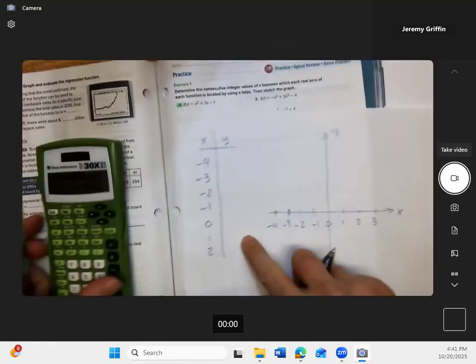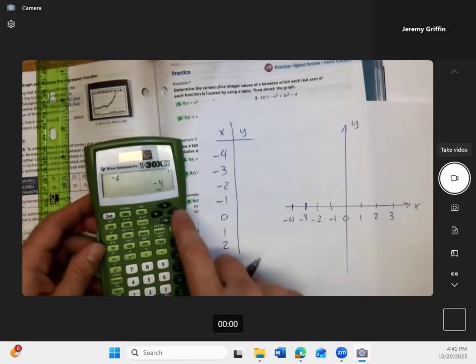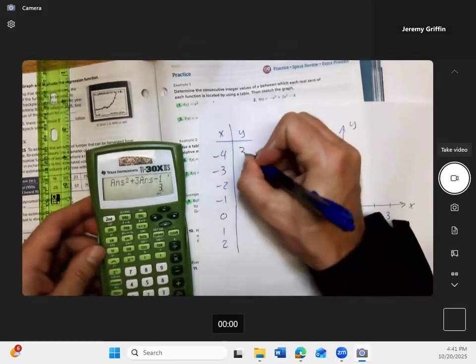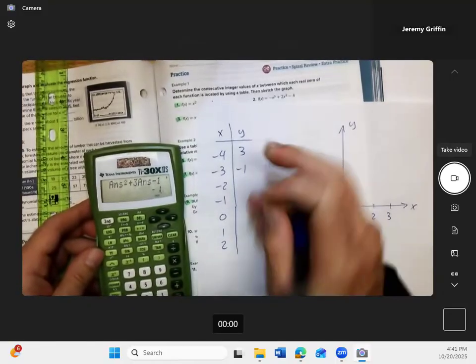Okay, let's plug each of these into this expression and figure out what the y values are. So I get -4, scroll up, plug it in. I get 3, yay! -3, plug that in, get -1.